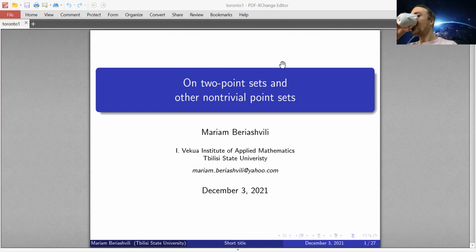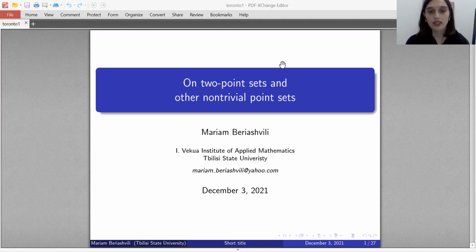Today I will be talking on 2-point sets. In my talk, I will call 2-point sets the Mazurkiewicz sets, because this set was constructed by Mazurkiewicz, and I will always say Mazurkiewicz set if there is no problem for the other people.